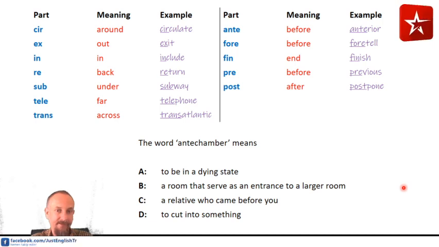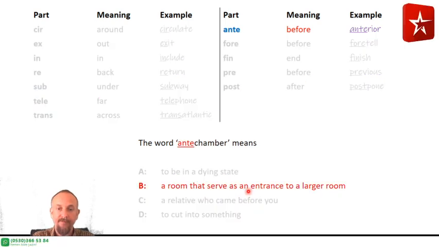There we go, Ina. Ina says B. Jada says C, Rena's in with C, Honor's in with C, Emma's in with C, Rana is with B. So I think we're between B and C. And then Eğitim Bilimleri says C, and PTR says B as well. Okay, so we're stuck between these two then. A room that serves as an entrance to a large room, a relative who came before you. Well, chamber actually means room. So B would be the correct answer.